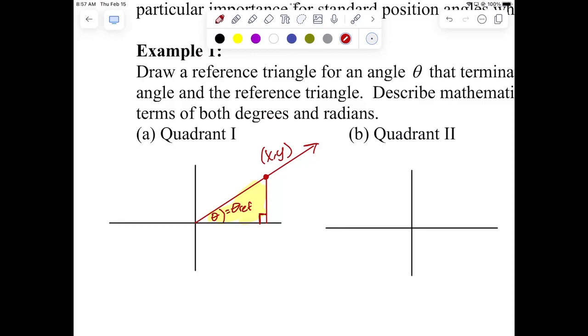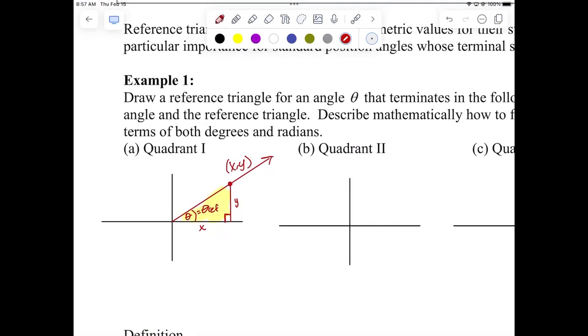Now, what's unique about using the point x y is that the width of the triangle is x and the height of the triangle is y, right? You go right x from the origin and you go up y. Got it? So there's your reference triangle in quadrant one. Theta is equal to theta ref.